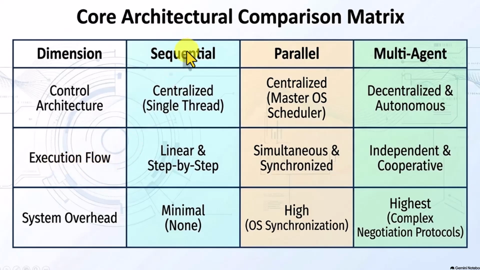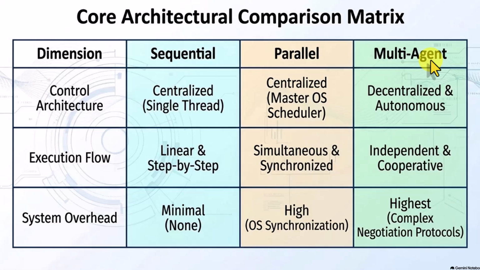Execution flow in sequential, so we know that is linear and step by step, okay? Everything is just done step by step. In parallel, simultaneous and synchronized. Many parts of the program can just run at the same time, they just need to be synchronized, okay? And in multi-agent, that is completely independent, okay? And simply they are cooperative.